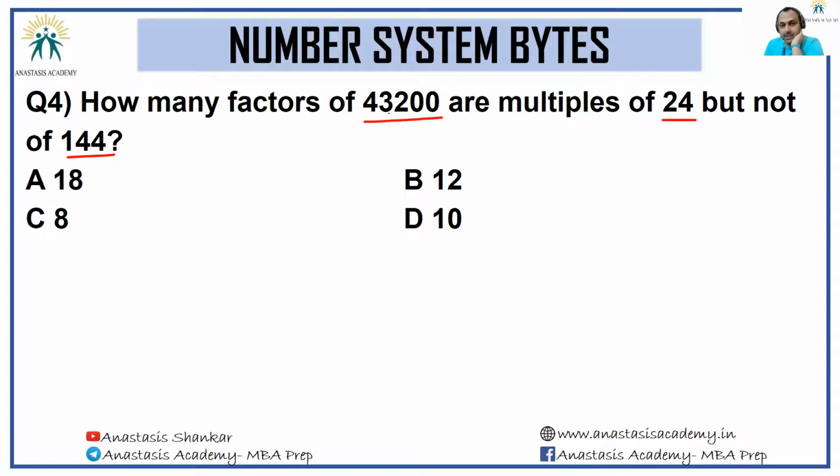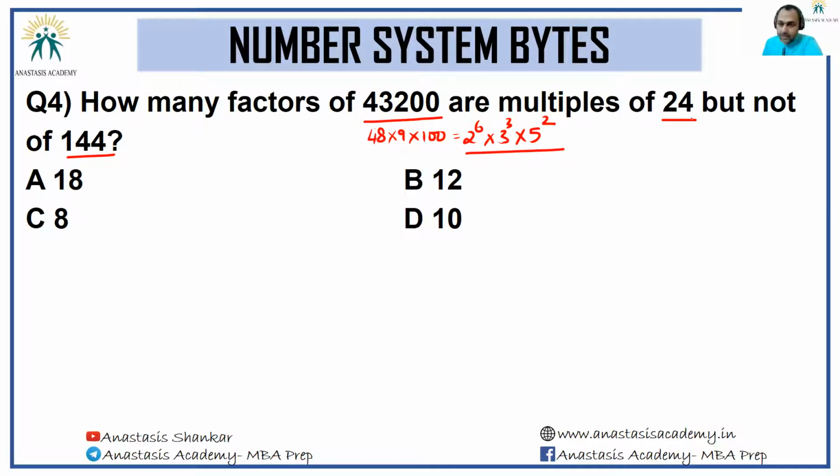prime factorize this expression. So this is 432. 432 is 48 into 9. So I'll break this down as 48 into 9 into 100. So 2 square and 2 raised to the power 4. So this gives me 2 raised to the power 6. 3 and 3. So 3 raised to the power 3 and 5 raised to the power 2. This should be enough. 2 raised to the power 4 and 3, 3 square. Yes. 43200 prime factorization form will be this.